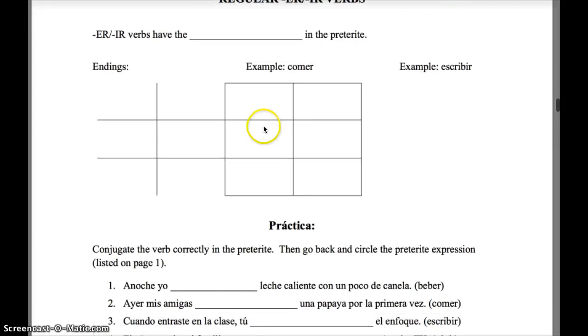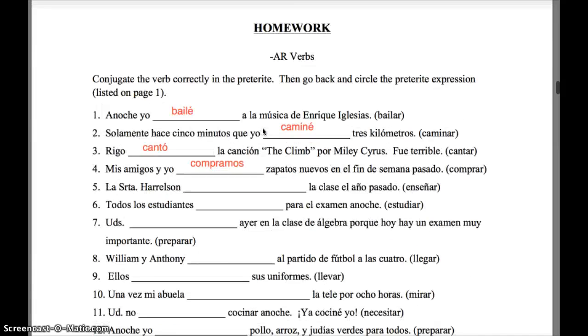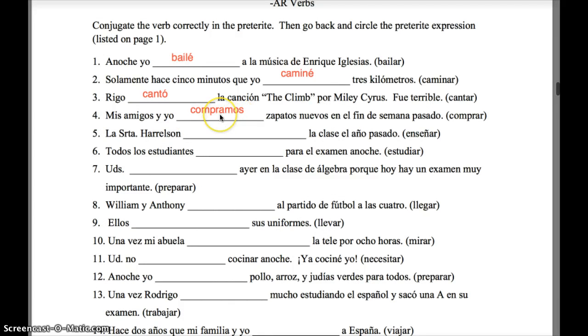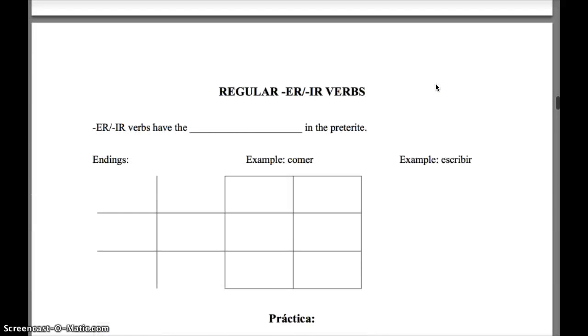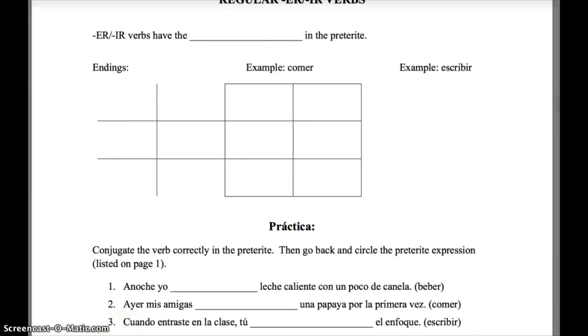Moving on, I've got IR verbs. Oh, actually, let's go back real quick. Compramos is the exact same in the preterite as it is in the present tense. So it's kind of important that when you're using AR verbs in the nosotros form, that you definitely have some sort of a preterite expression that gets the point across that yes, I am talking about something that already happened.